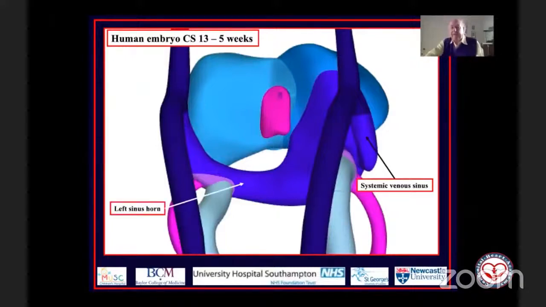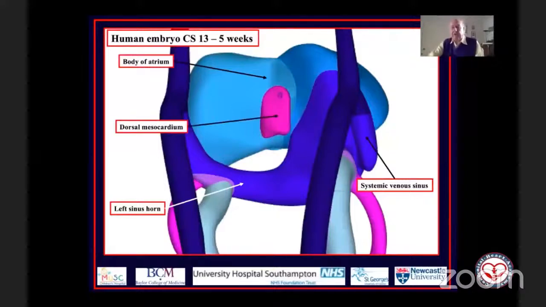You see now that the left sinus horn has separated itself from what will be the cavity of the left atrium. And now, showing you in pink, we see that dorsal mesocardium. If you look very carefully, there's a little blob on that pink dorsal mesocardium, and that is the entry of the pulmonary vein. And what you see very nicely is that the entry of the pulmonary vein is sandwiched between the right-sided and the left-sided systemic venous tributaries. And we're going to come back to that at the end of our presentation today.